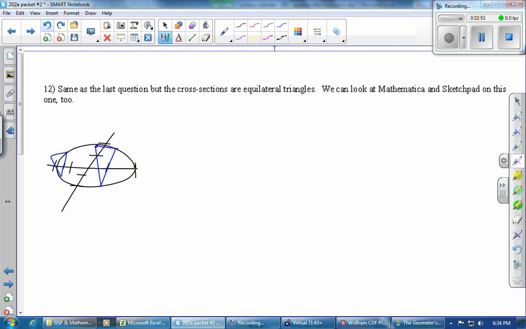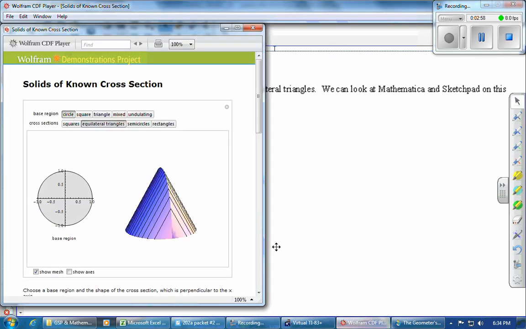I can't do a very good job drawing it, so we'll let the technology make up for my ineptitude, and we'll just take a look at this. Again, it's free software. You can download this. That's the name of this demonstration. Just Google Wolfram CDF Player, and you can download it for free.